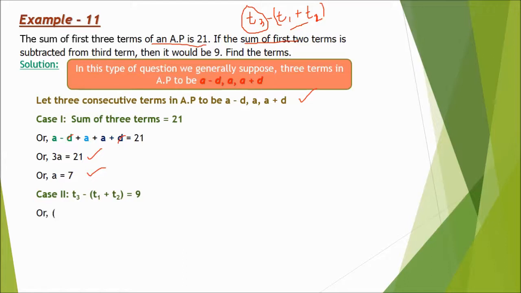Now we have to replace the values. T3 is a plus d, a is T2, and a minus d is T1. Generally we have learned that a is T1, but in this case it is T2. Now see, T3 is a plus d, T1 is a minus d, and T2 is a. Now we can open the bracket and we can easily find the value of d. It is just difficult to arrange the condition, to put the condition in a correct way. That is difficult, and after that it will be very easy.